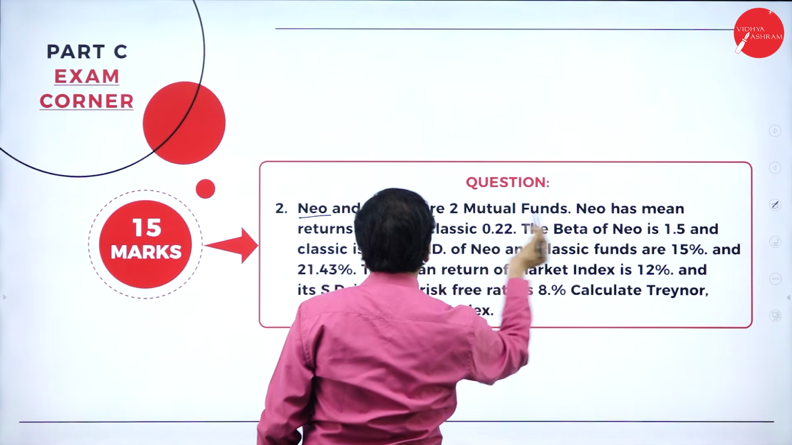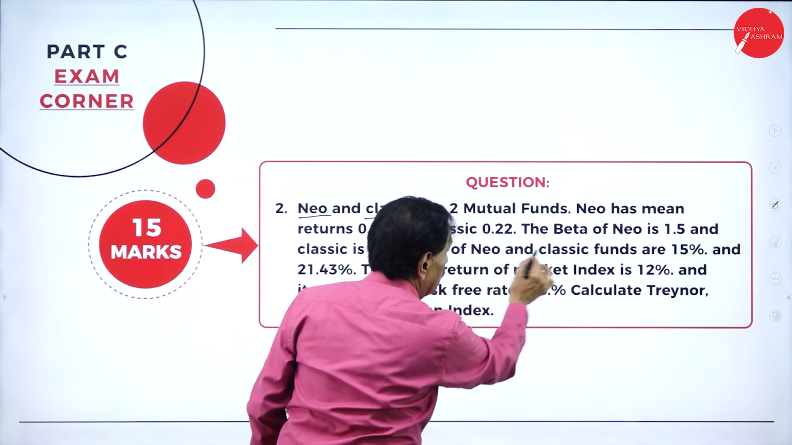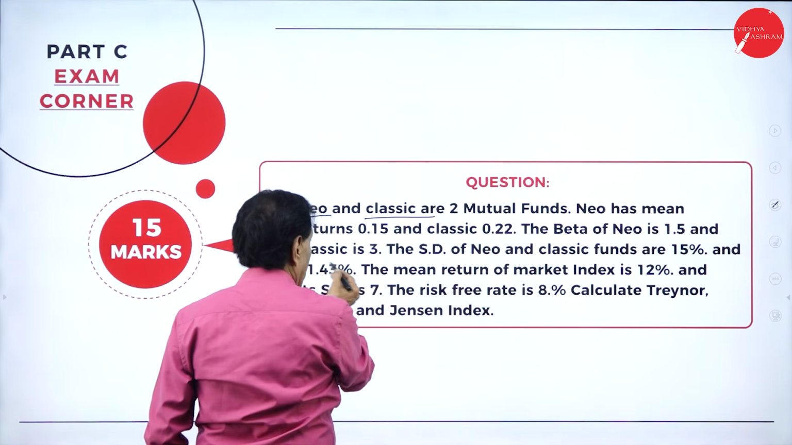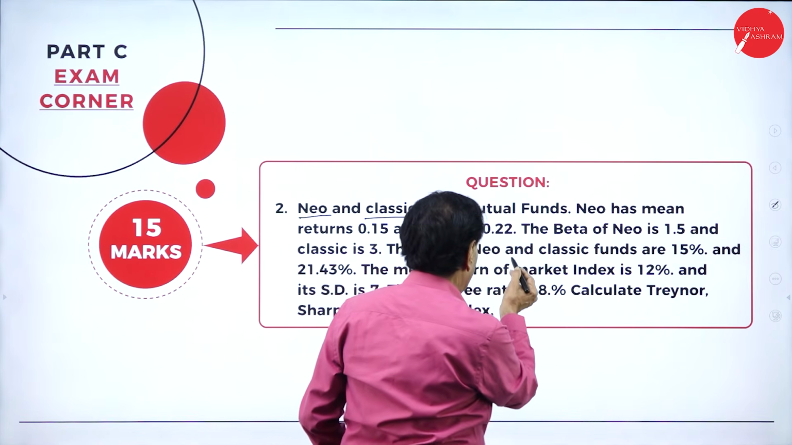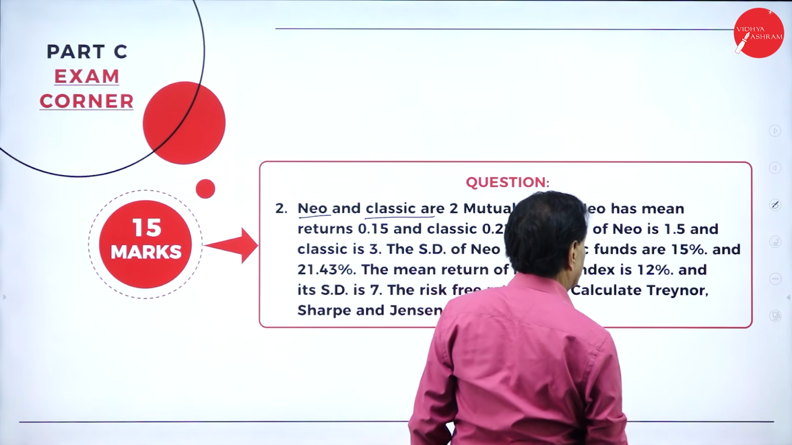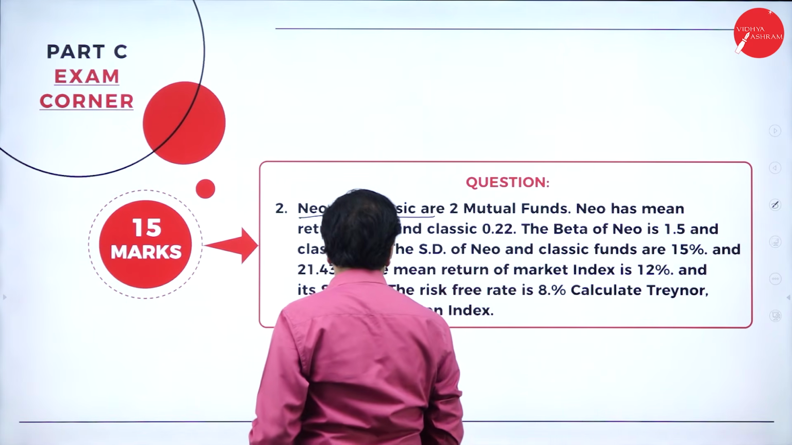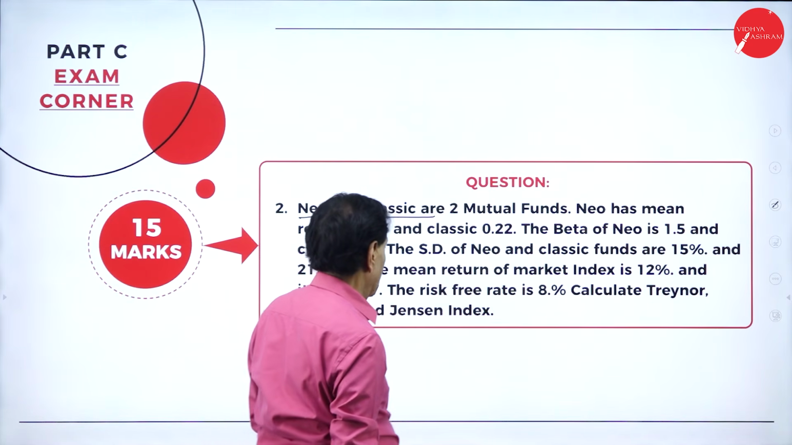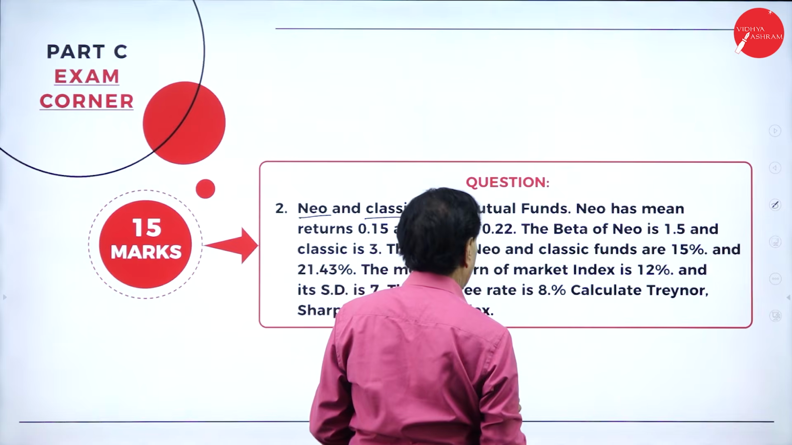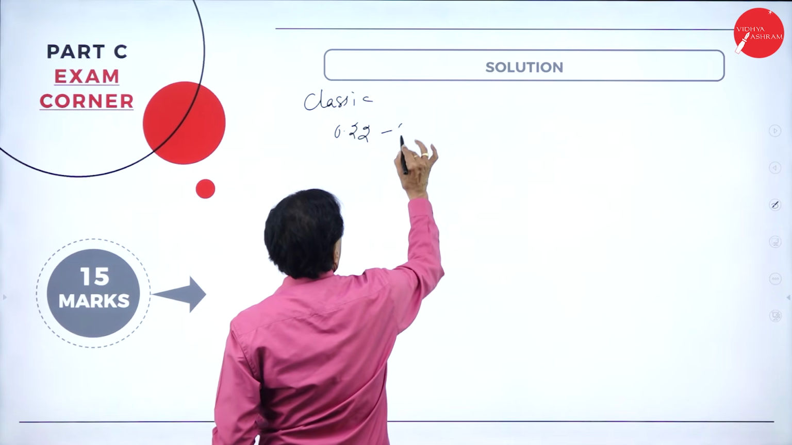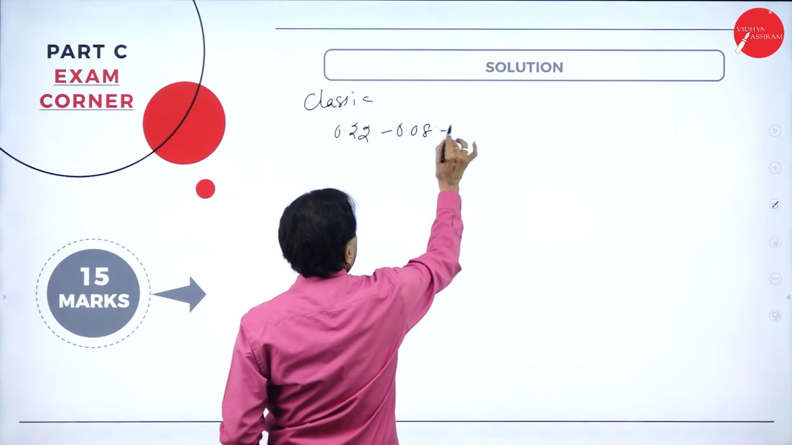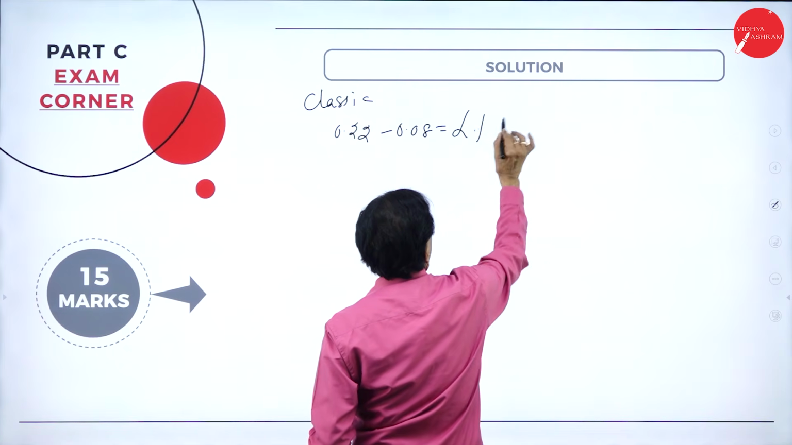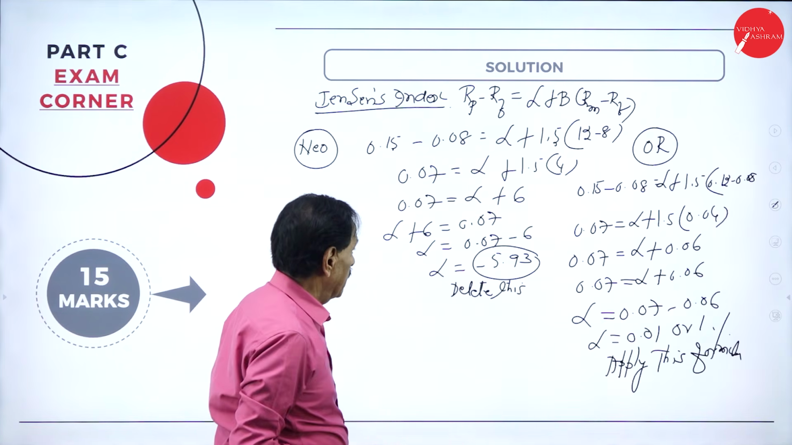The mutual fund has a mean return of 0.5, Classic is 2. The beta of Neo is 1 and Classic. The standard deviations of the Neo and Classic funds are 15% and 21%. Here we want the risk-free rate, 0.08. 0.08 is equal to alpha plus beta for Classic.